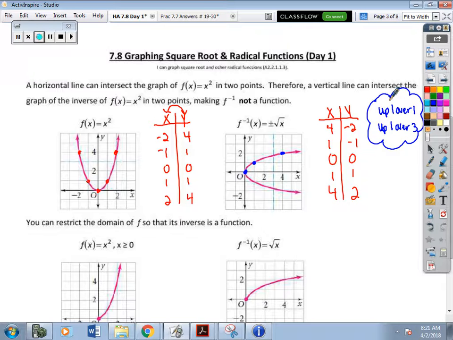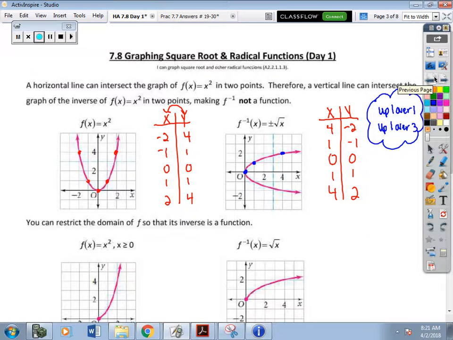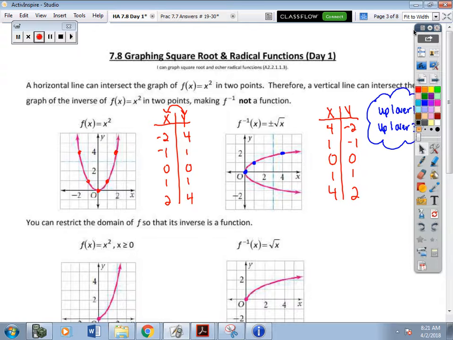Okay. You'll see on the back, we're asked to graph some of these where they don't have any shrinks or stretches, so you can use this pattern to not have to do a table of values. All right, now this one had the positive and the negative because we have the square root.